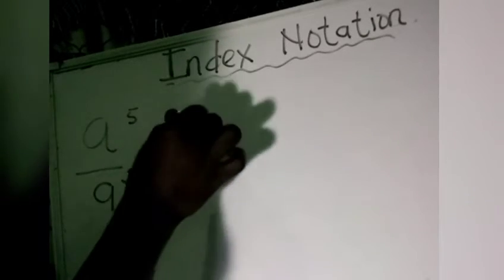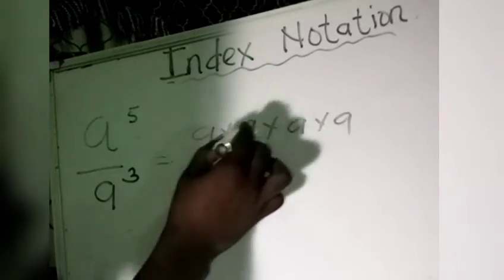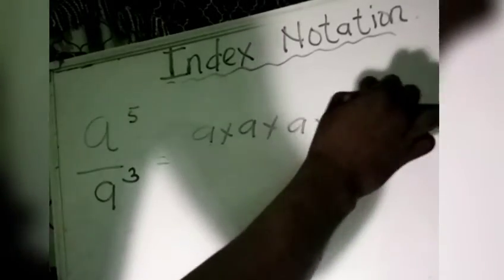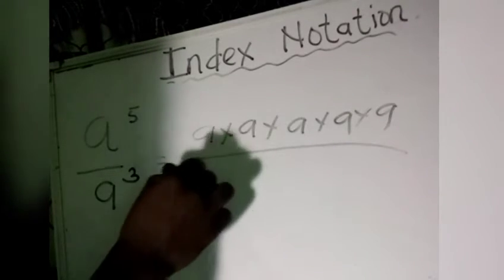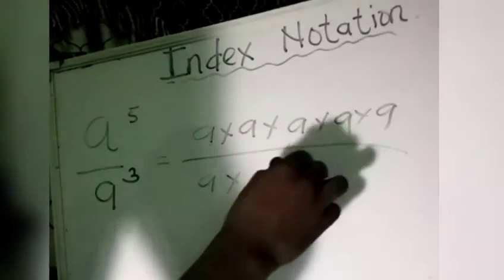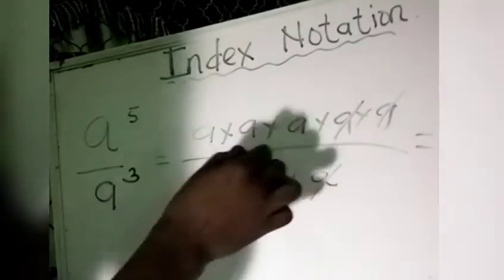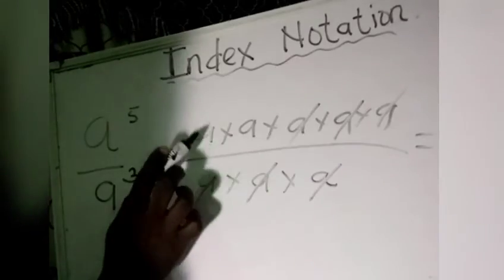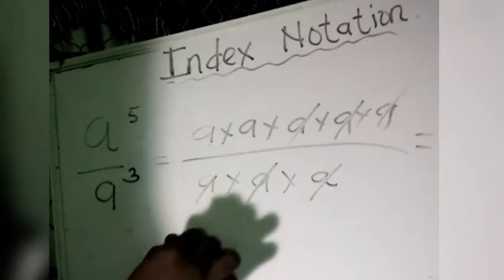You see here we have a power 5 divided by a power 3. If you want to expand this, let's expand the top. A will multiply itself 5 times, and here too, the a will multiply itself 3 times. Very good. So we can cancel. This will cancel this. This will cancel this. This will cancel this. Now we've gotten a times a, which is equal to a power 2.